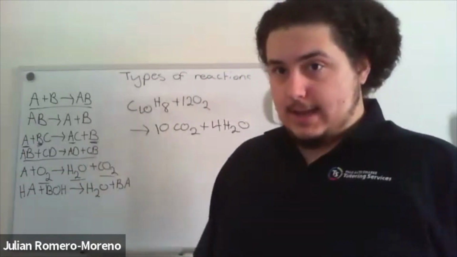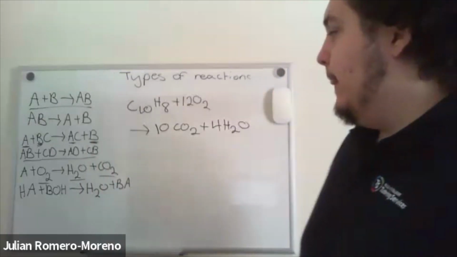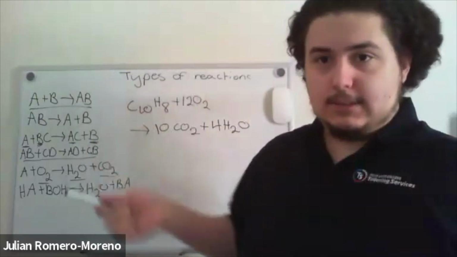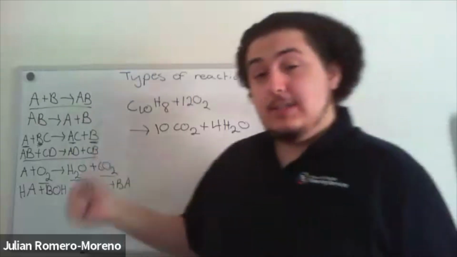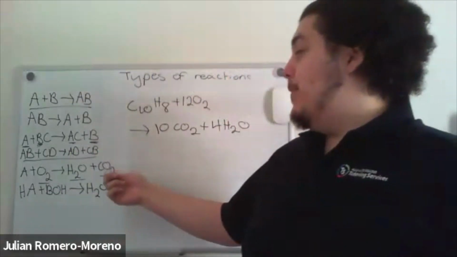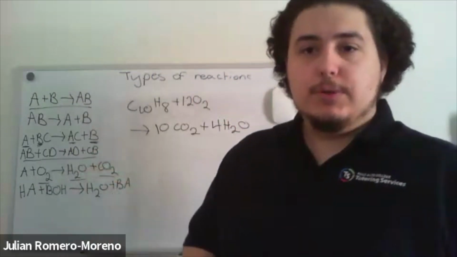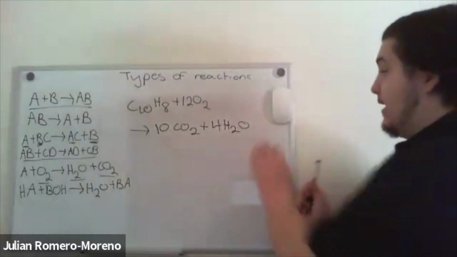Now, the definition of a combustion reaction is just a reaction where some A reacts with oxygen to produce an oxide and releases heat. Carbon dioxide is an oxide. Because a lot of these involve carbon, they often will produce carbon dioxide and will also usually produce water. But that's not always the case.